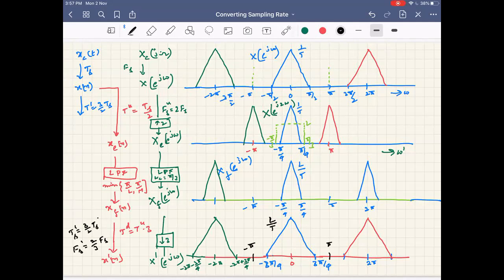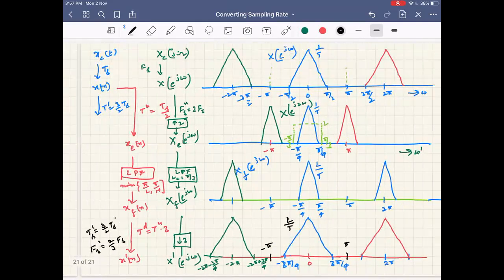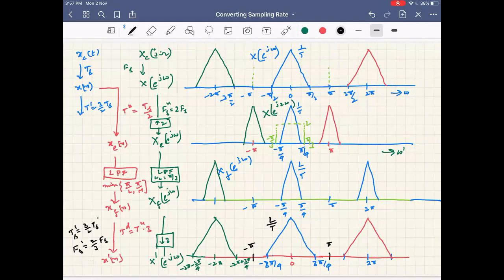This L by T is with respect to the magnitude it has in the continuous time spectrum. If you sketch this continuous time spectrum, it will have some magnitude, and if it has unit magnitude there, then it is L by T magnitude here, right? So this is how sampling rate conversion by fractional factors can be done. Thank you.